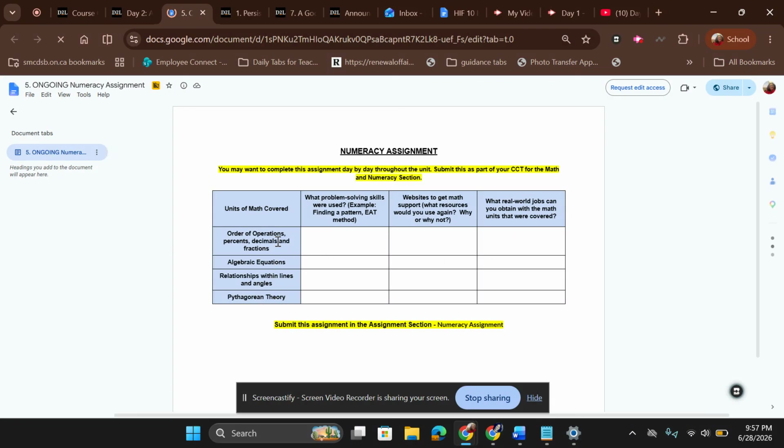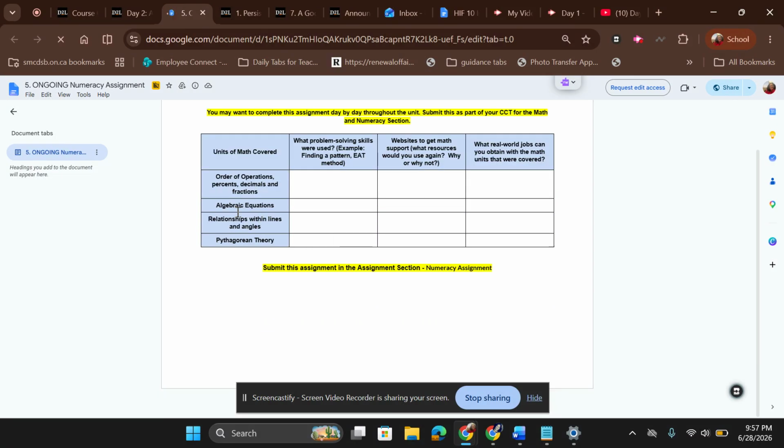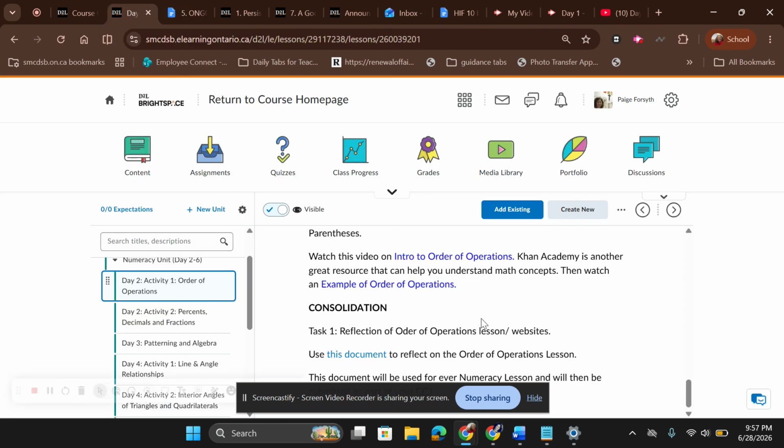Okay, and then as you finish and go on to the other days, then you're going to do the algebraic expressions, then you're going to do the lines and angles, and then the Pythagorean theorem. So you're going to refer to this 4 times throughout the numeracy unit. So that's the first part of activity 2.